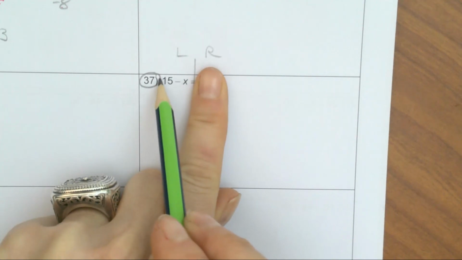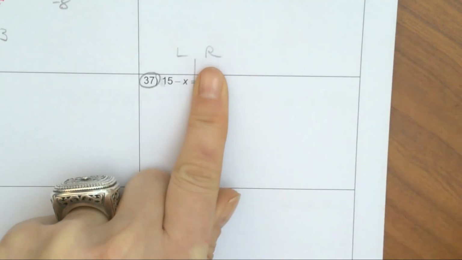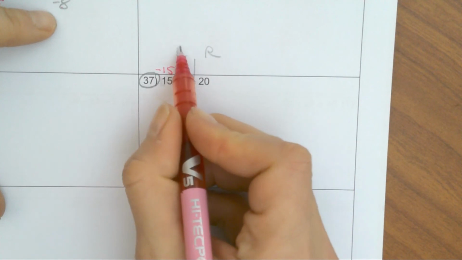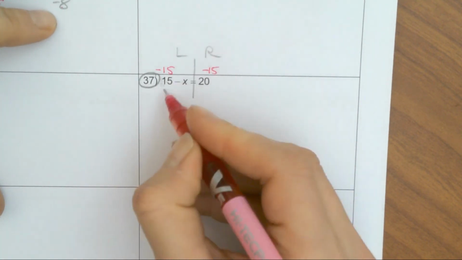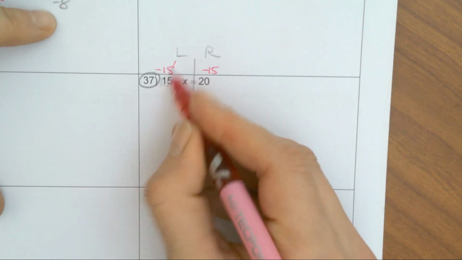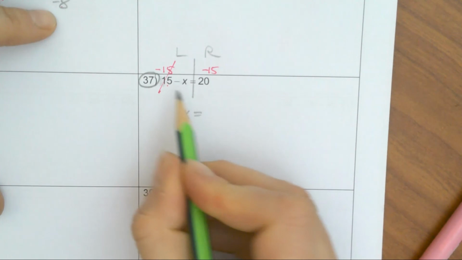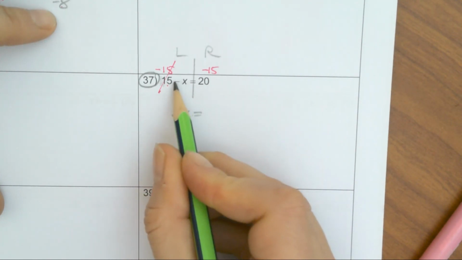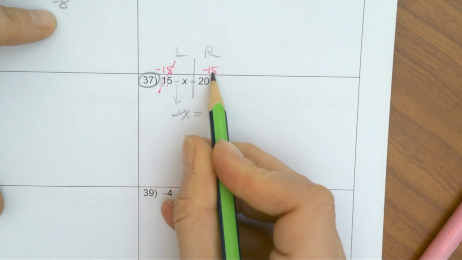So there's nothing in front of the 15, so it's a positive 15. So what's the opposite of positive 15? Negative 15. So I go negative 15 on the left side and negative 15 on the right side. So 15 subtract 15 is 0. So now I have x. Oops, don't write x. It has to be negative x. So you have to put, I lose x. I lose x. 20 subtract 15 is 5.